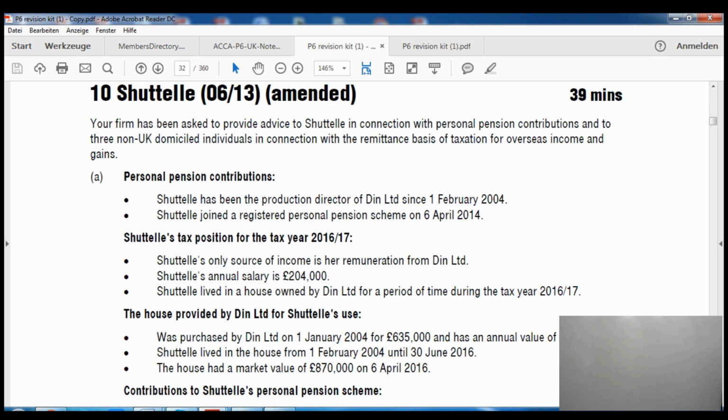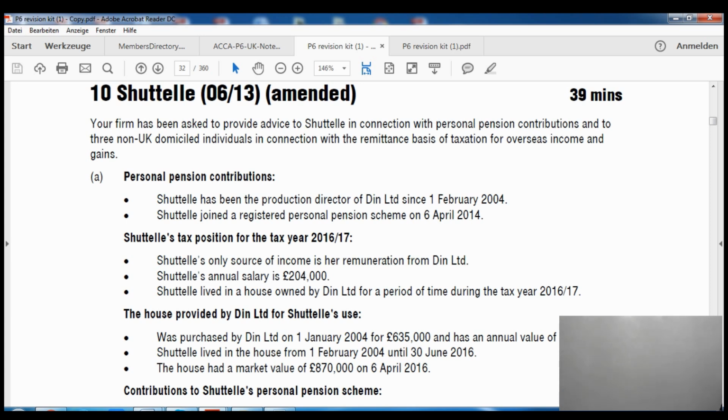Your firm has been asked to provide advice to Shuttle in connection with a personal pension contribution and to 3 non-UK domiciled individuals in connection with the remittance basis of taxation for overseas income and gains. So there are 2 parts basically. We'll move to part B later, but for now we are doing part A. So the first one says personal pension contributions.